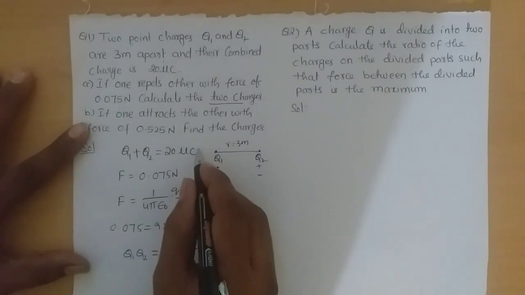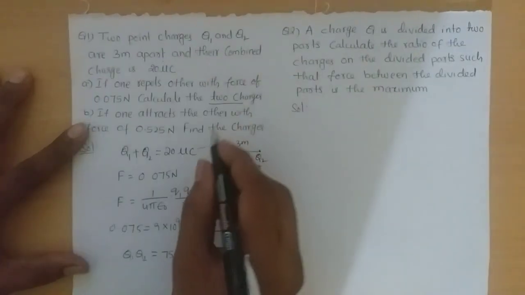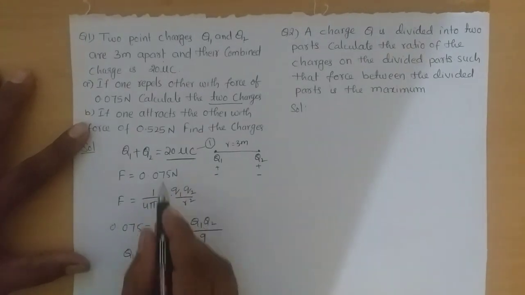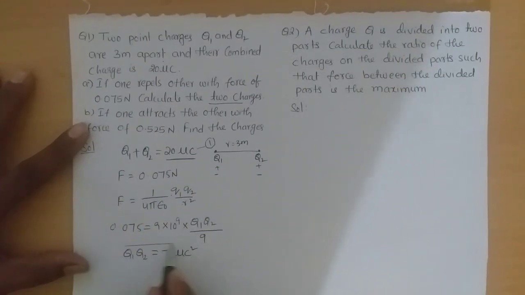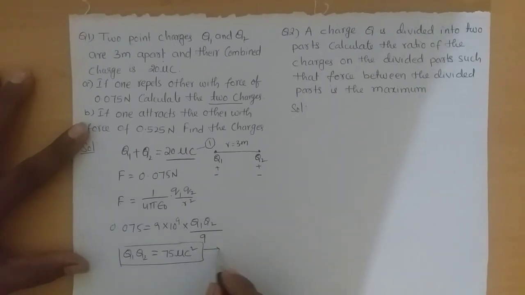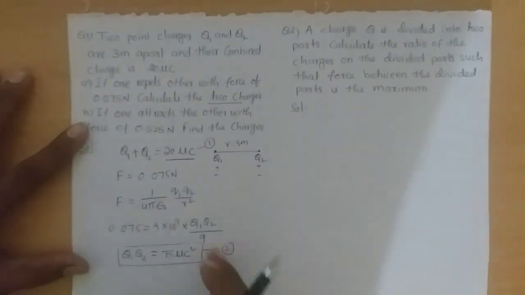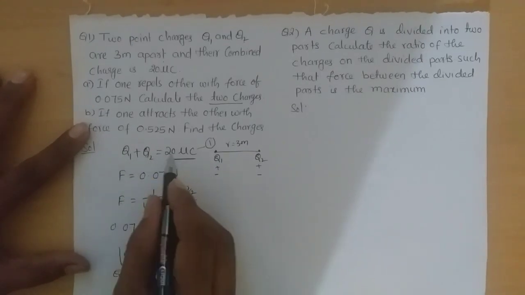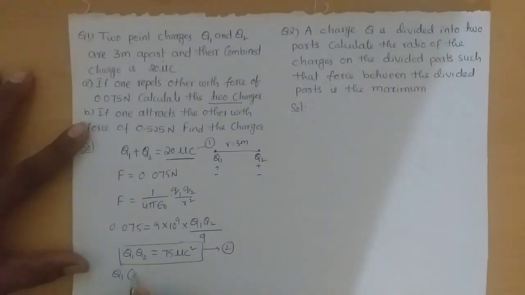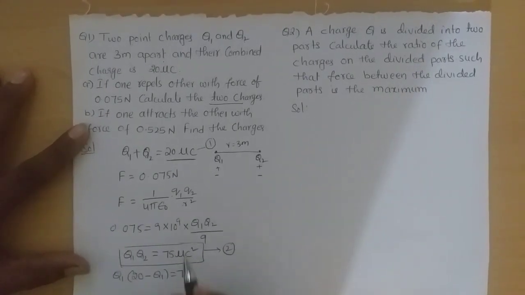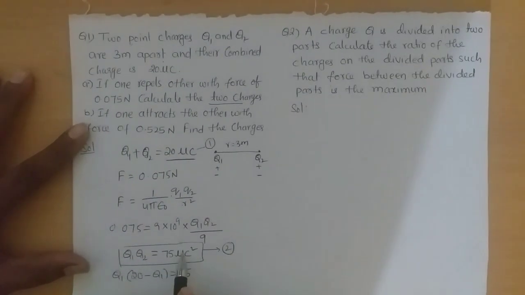Okay, according to the first condition, the combined charge q1 plus q2 equals 20 microcoulombs. Now by using the formula we got the relationship q1 q2 equals 75 microcoulomb square. This is the second equation. We have to solve these two equations. So q2 we can write as 20 minus q1, so q1 into (20 minus q1) equals 75. Here it is microcoulombs and here also microcoulombs.